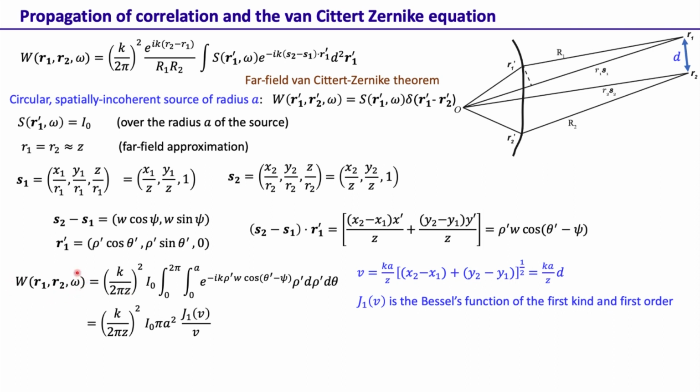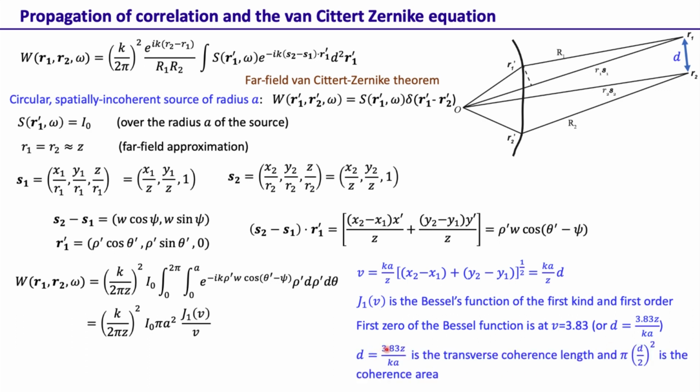That means now it is no longer the case that the correlation is 0 if R1 is not equal to R2, which is what the situation is right at the source. So just by the propagation, now we see that the field has become coherent. And how much coherent? That quantitative idea we can get by just noting that the first zero of the Bessel function is at V equal to 3.83, which corresponds to D equal to 3.83 Z by k a. So this D equal to 3.83 Z by k a, that's what we can call the transverse coherence length.